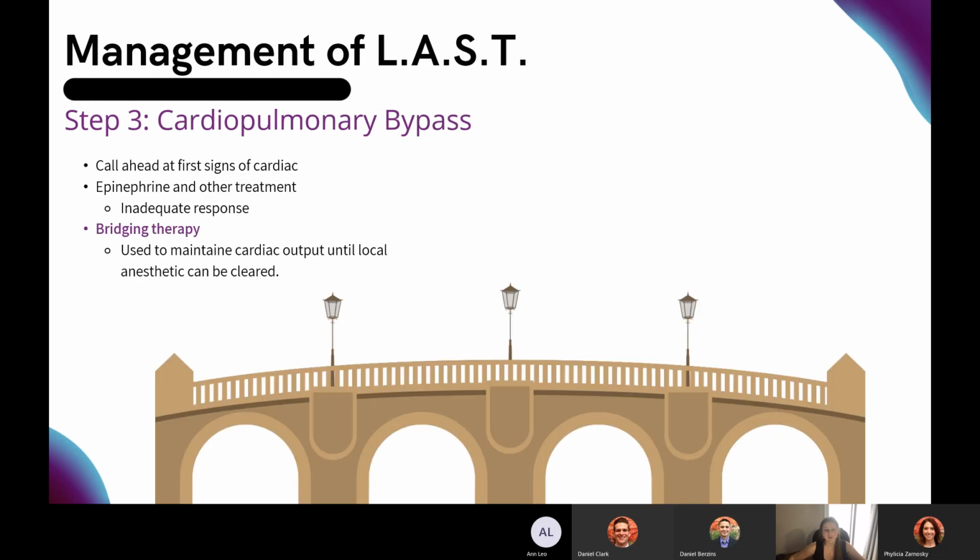If a patient begins to experience cardiac compromise, it is important to call ahead to the nearest facility with cardiopulmonary bypass. Not all facilities offer cardiopulmonary bypass, and there's a considerable wait time to starting it. So make sure that you're aware of who does provide that in your area, so that you can go ahead and activate that and make sure that when your patient does get to the hospital, they're able to provide that quickly. And the reason why you would use cardiopulmonary bypass is because there's an inadequate response to epinephrine or other therapies, and this is used as a bridge therapy until the local anesthetic is able to be cleared from the patient's body.